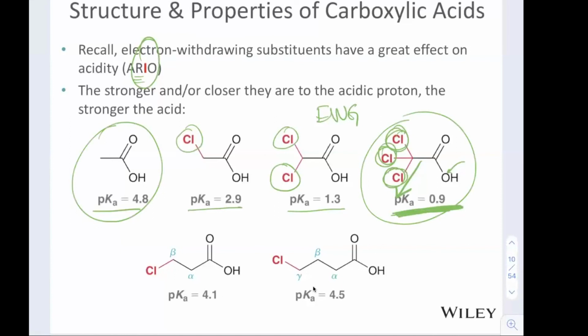And distance does matter. If we have those chlorines on the alpha carbon, we see that the pKa is 2.9. If we have that chlorine on the beta carbon, we see that it's 4.1. And if it's on the gamma carbon, we see that it is 4.5. So as the electron withdrawing group, as the inductive effect goes away from the developing negative charge of the conjugate base, in distance, our pKa goes back up and we have weaker acids.